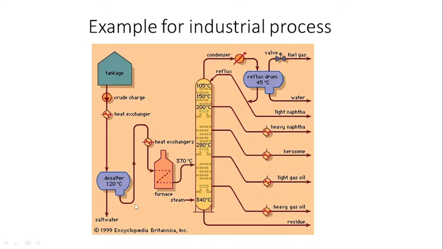So after desalting, we will pass it to furnace, then we can collect the fraction of components from the distillation column. This is an atmospheric operated distillation column. The residue will be next passed to vacuum operated distillation column.